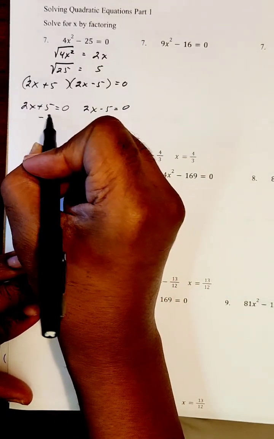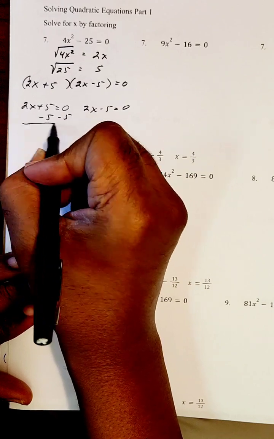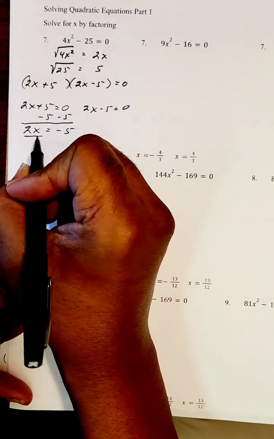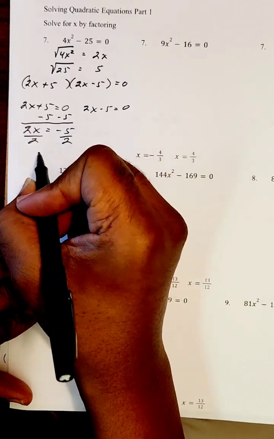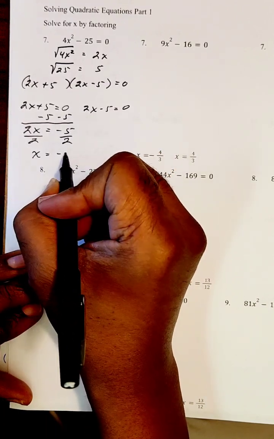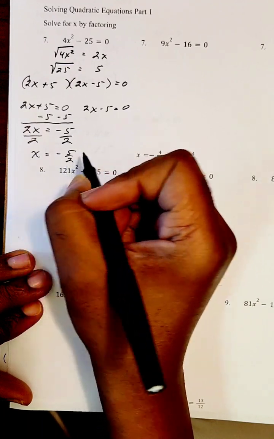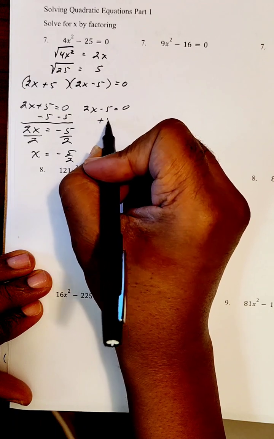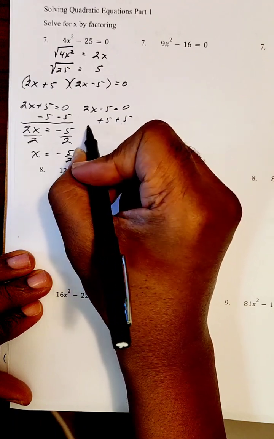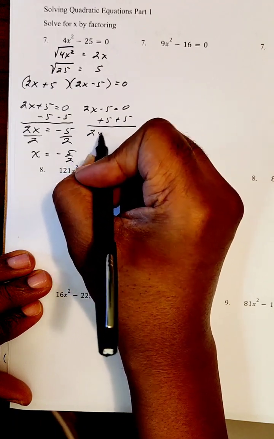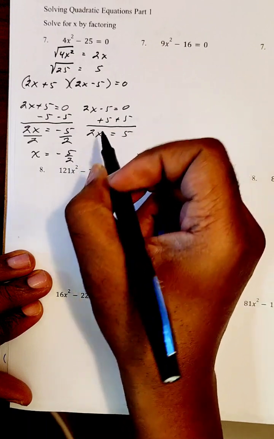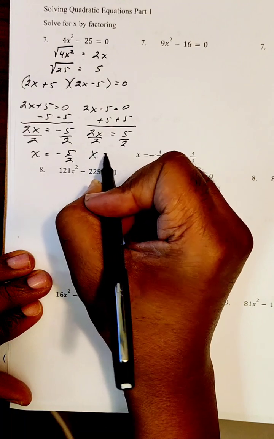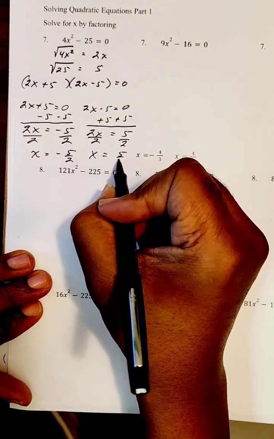So I have an adding 5, so I'm subtracting 5 on both sides. We'll get 2x equals negative 5. Divide by 2 on both sides, and now we get 1x equals negative 5 over 2. Here, I'm going to get rid of the subtracting 5 by adding 5 on both sides, and we'll get 2x equals 5. Then dividing both sides by 2, we'll end up with 1x equals positive 5 over 2.